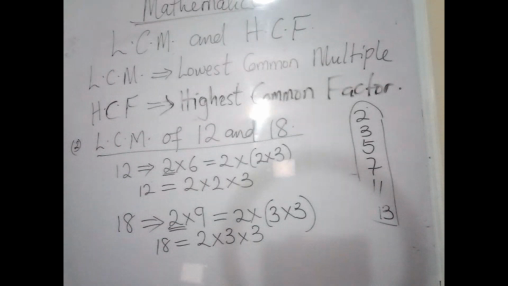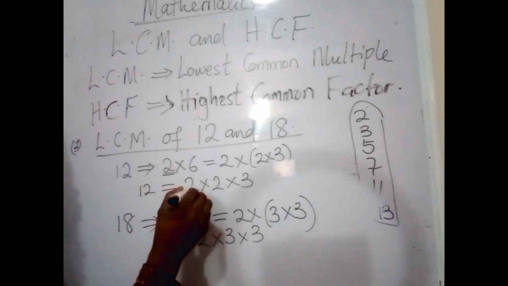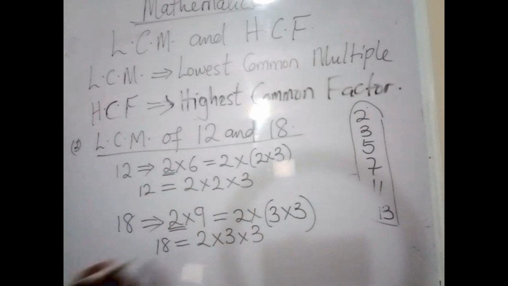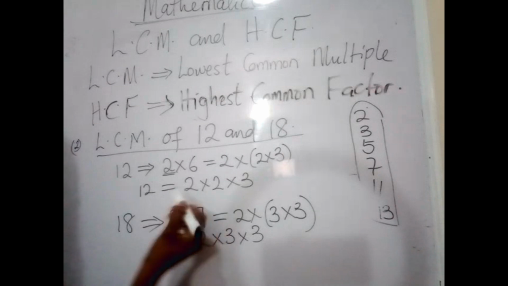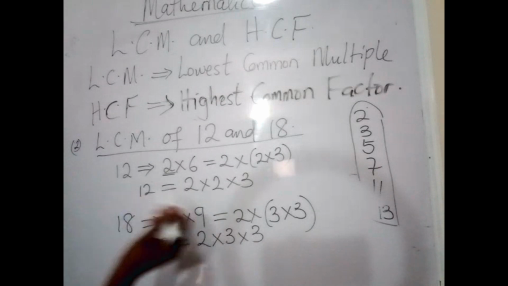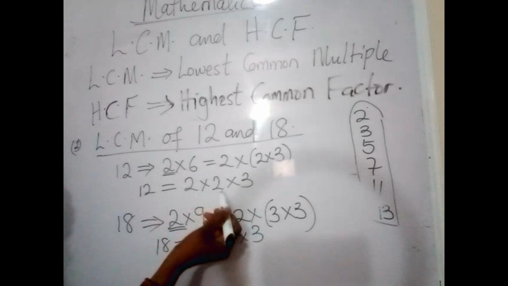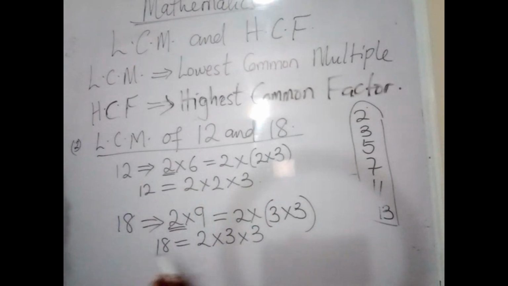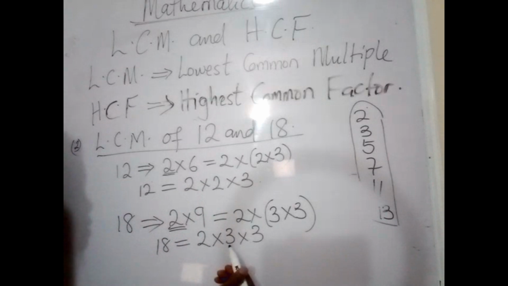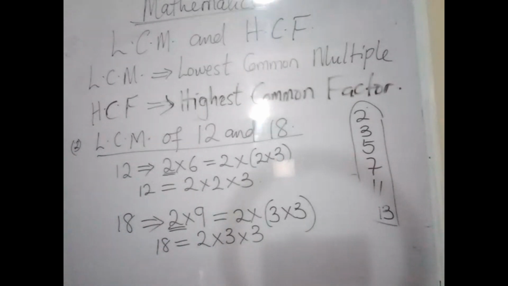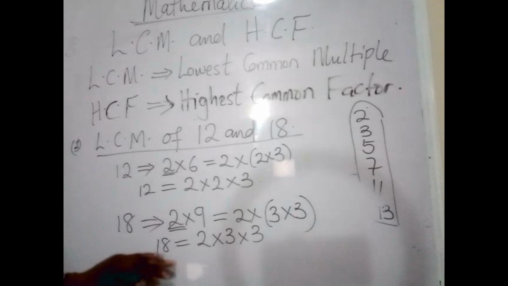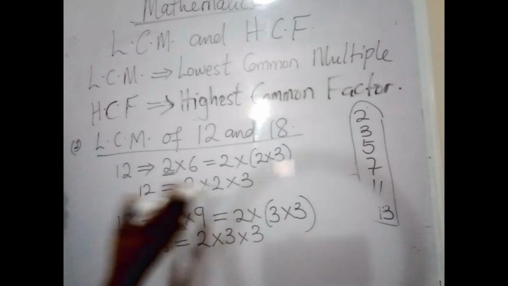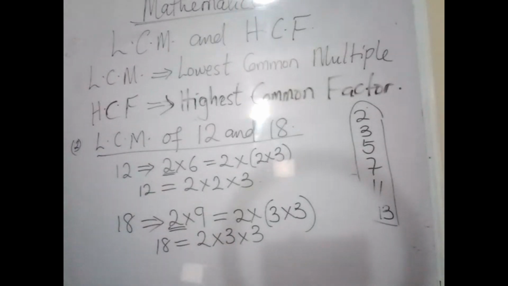Okay, I hope we are following. 12 is 2 times 2 times 3. 18 is 2 times 3 times 3. Okay, in case people are still confused, 2 times 2 is 4. 4 times 3 is 12. That's how we have this. 18, 2 times 3 is what? 6. 6 times 3, 18. We are simply breaking down these numbers into their prime factors, and we call this method prime factorization.